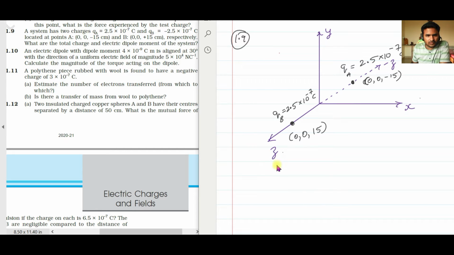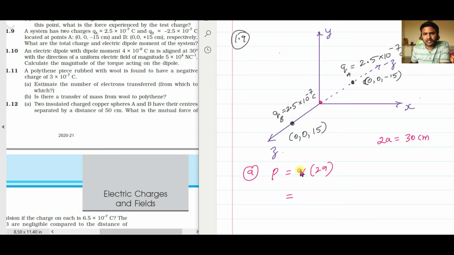Now they're asking us to find how much the dipole moment is, and dipole moment is nothing but q into 2a. So 2a is what? Distance between two charges. So here 2a is how much? 30 centimeter. Many of you will make a mistake and take a as 30 centimeter. No, a is half of the distance between the two charges, which is 15 centimeter. From the center to this point it is 15 centimeter, and again from the center to this point it is 15 centimeter. So the overall distance between the two charges is 2a, which is 30 centimeter.